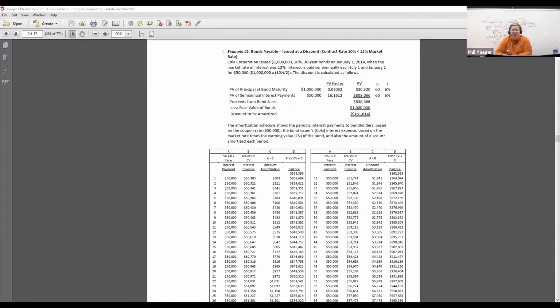And what is that amortization schedule? You have the lease payment, right? And then they have the interest component, right? And then the difference between the lease payment and the interest is the amortization of the carrying value, right? Very similar.